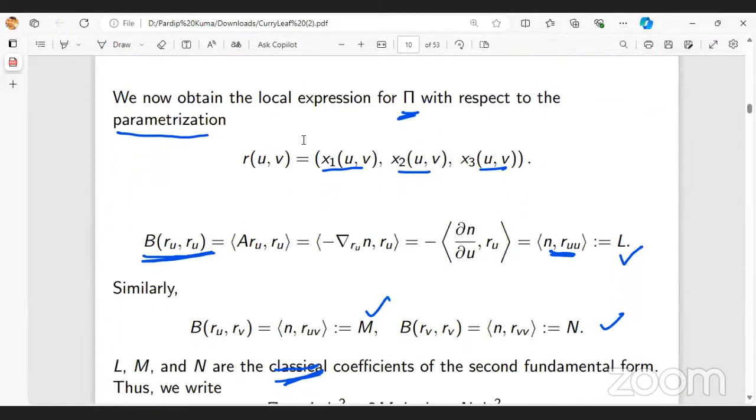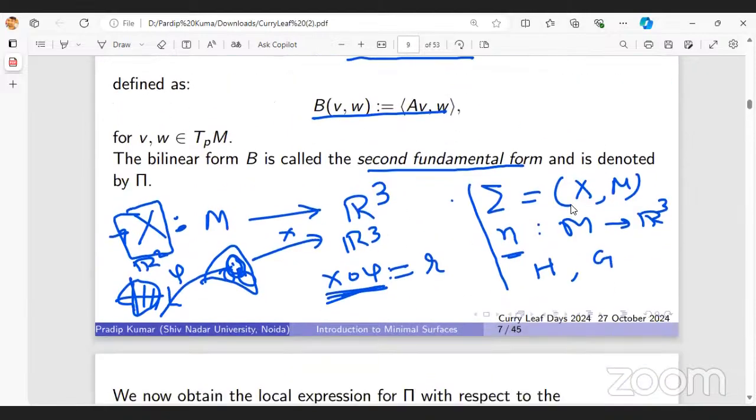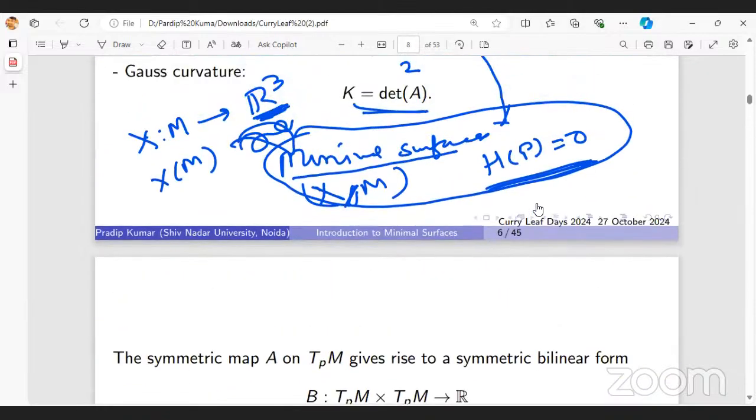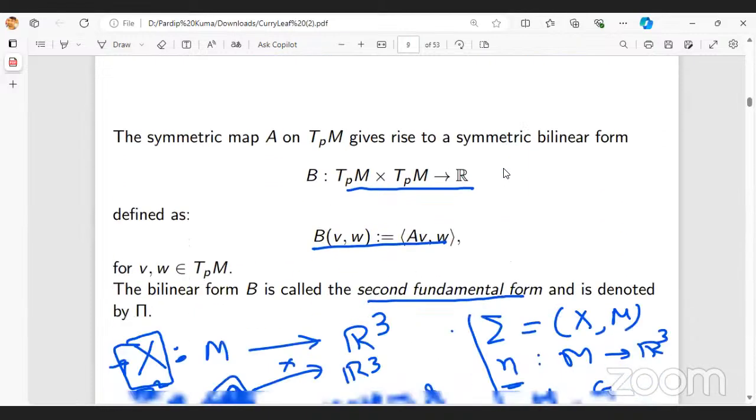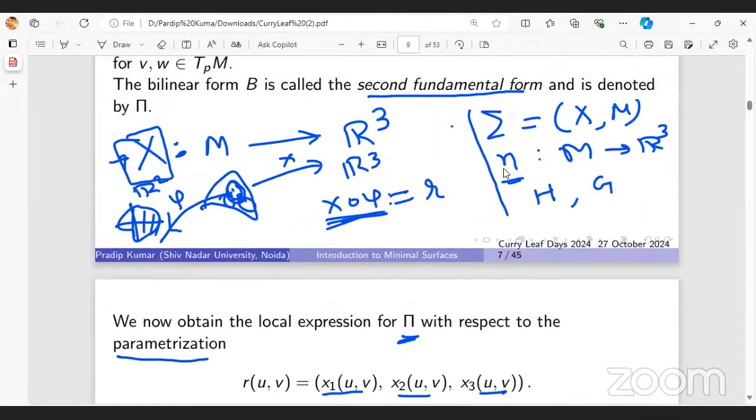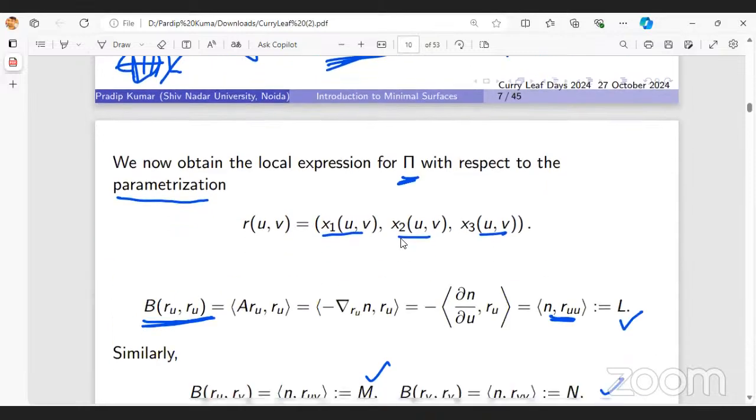I have just explained how to calculate the mean curvature. To calculate the mean curvature, what you will do? Mean curvature is basically H of p. So at the point you calculate the mean curvature. This means that around a point you can write this capital X map locally, X composition phi, as R. This way you can write, and then if you can write this.